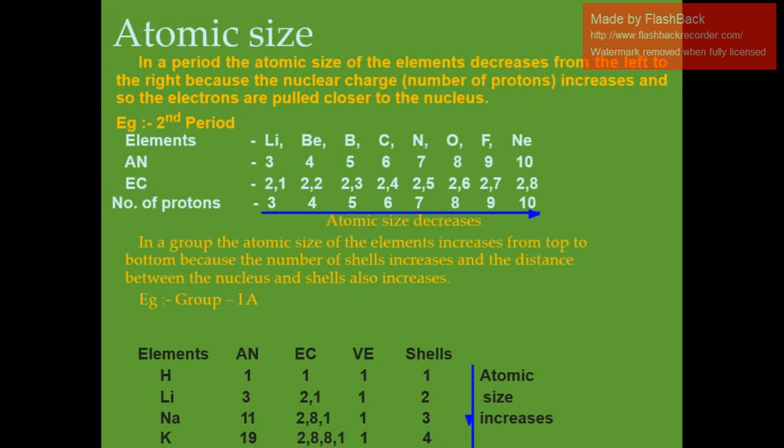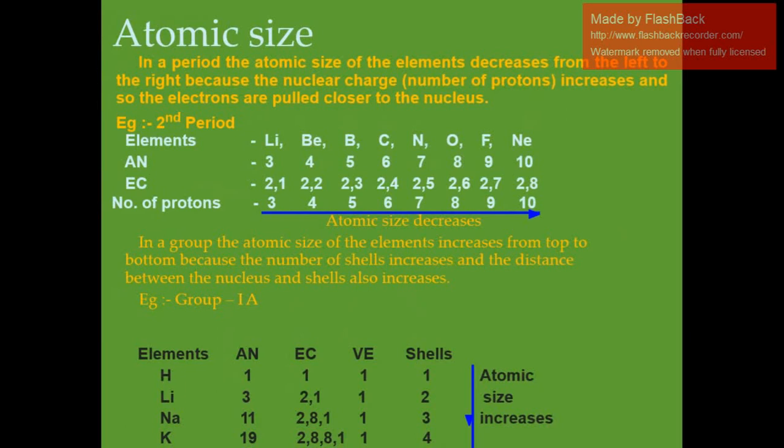Now when we talk about variations of atomic radius in a group, on moving down a group, the atomic radii of element increases gradually. What is the reason behind it? The increase in atomic size as we move down the group is primarily due to the addition of an extra shell of electron. As a result, the distance between the nucleus and the last shell increases, and hence the atomic size increases from top to bottom. So we can say that atomic size increases down the group in spite of the increase in nuclear charge.